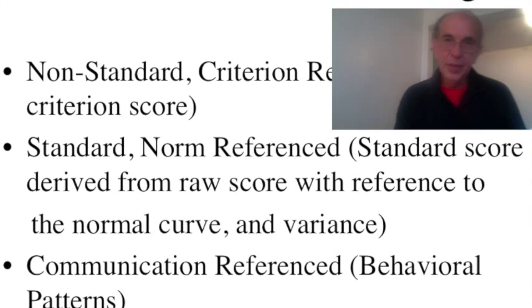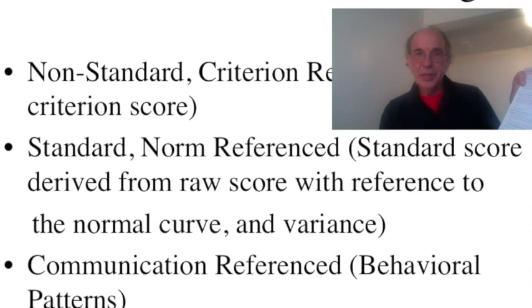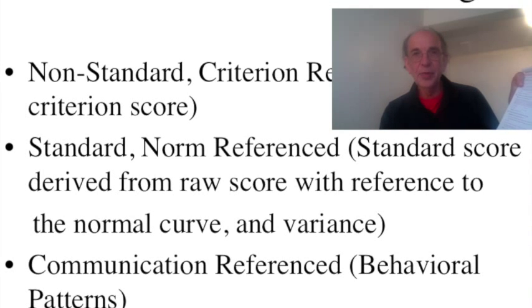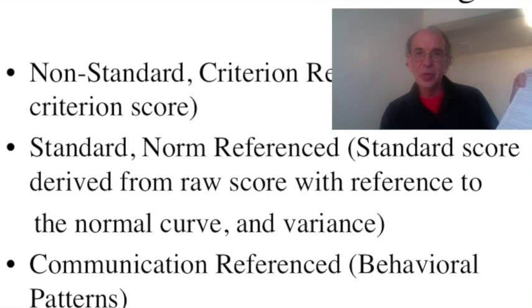had they responded correctly. The difference between criterion reference scoring and norm reference scoring is that in norm reference scoring you go to a second step. And that second step is the derivation of a standard score.